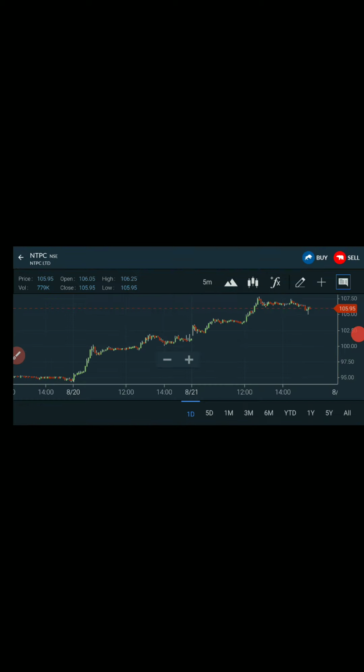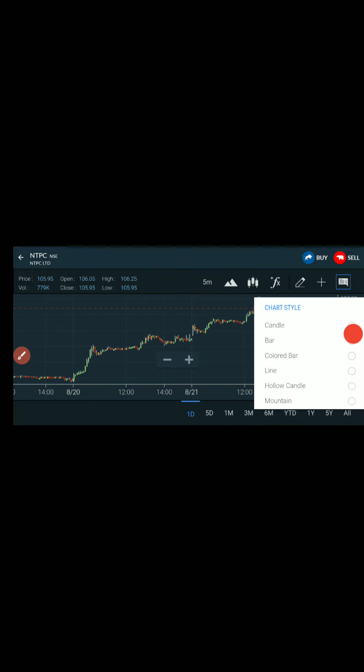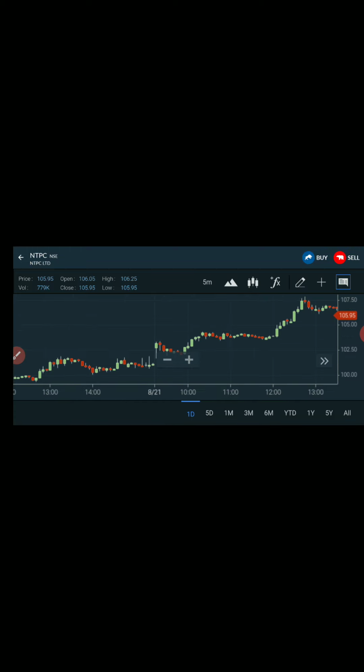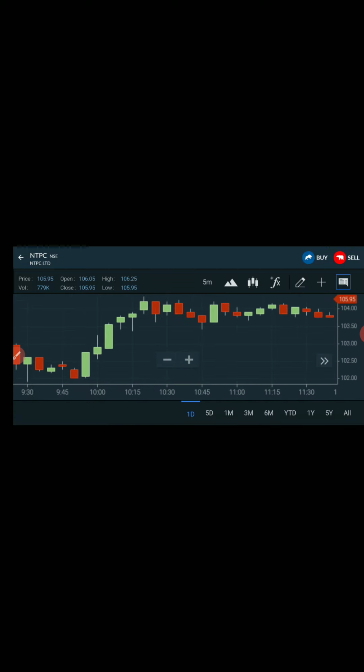Okay, here you can see this candlestick image. If you click on it, you can see all types of charts here, bar, all this. First I am selecting candlestick. By default it is selected. So I will explain a basic idea about candlestick, how to understand. I am zooming this one.